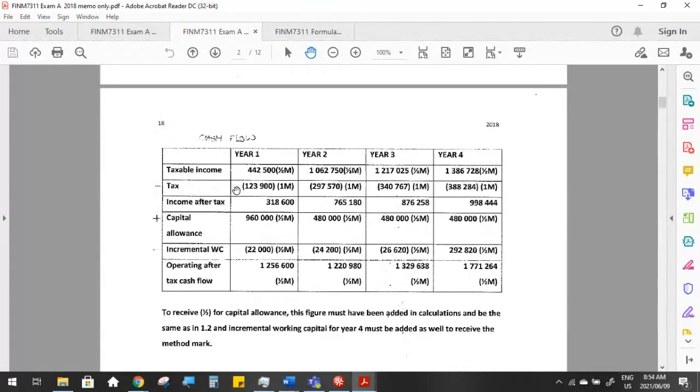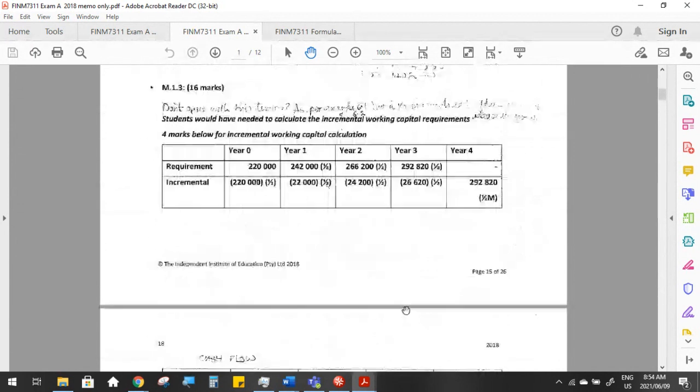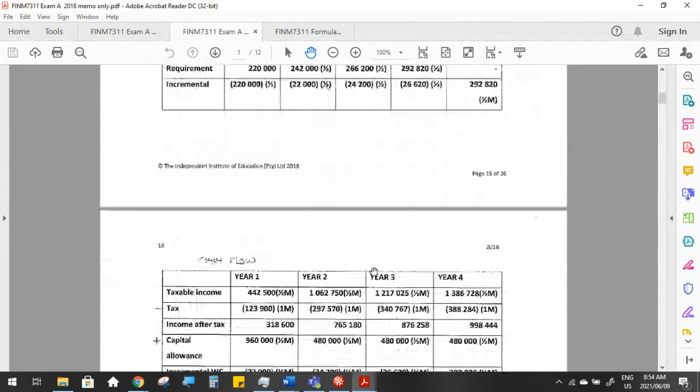So either over here on the left-hand side, you will say less tax paid, plus capital allowance, less incremental working capital. I'll accept that. Or you write brackets around everything that's negative, or to be on the safe side, you do both. But you have to indicate whether you have added it or subtracted it. Okay. Please don't lose those marks.